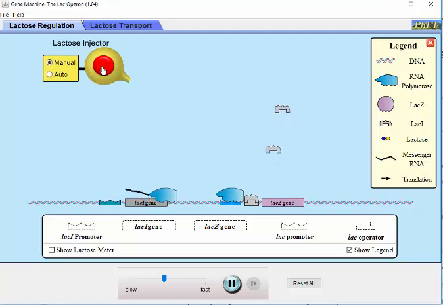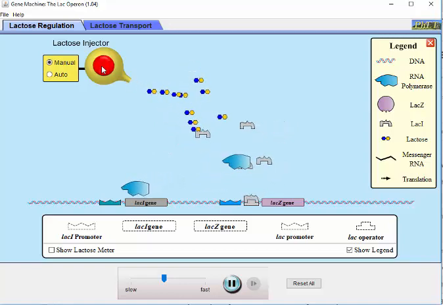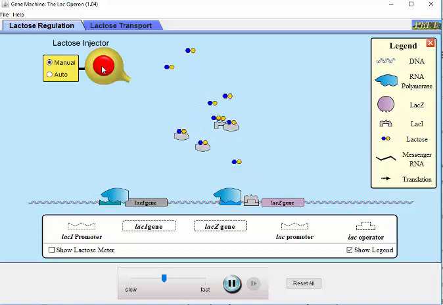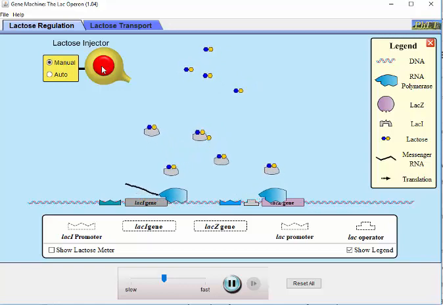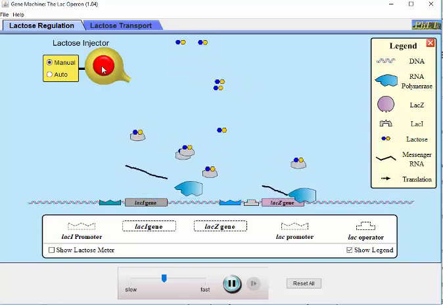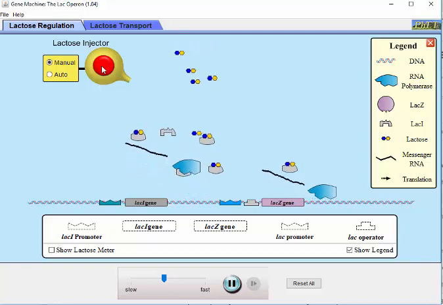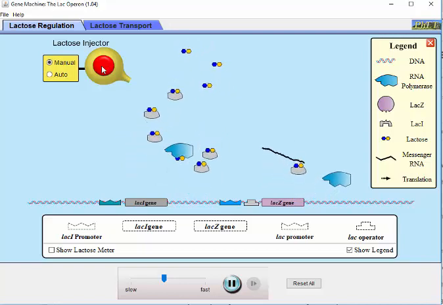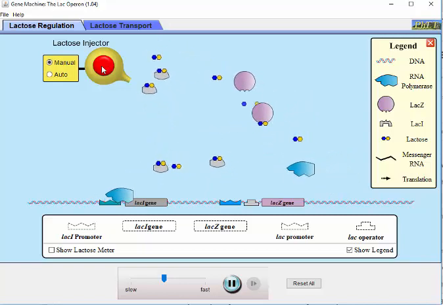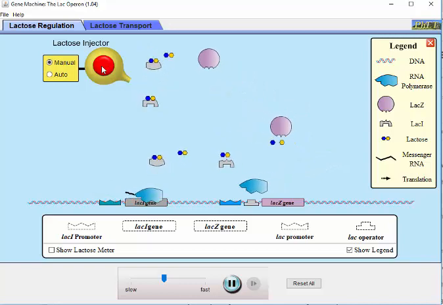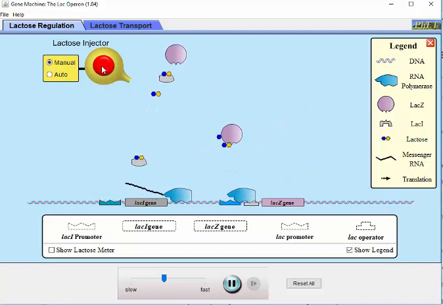So now we're going to throw in around 10 molecules of lactose and no more. And you want to observe and describe what happens. 5, 6, 7, 8, 9, 10. And also be thinking about how is what you see and you're describing going on here. How is what you just described, the limited supply of lactose, different from when lactose is consistently around?